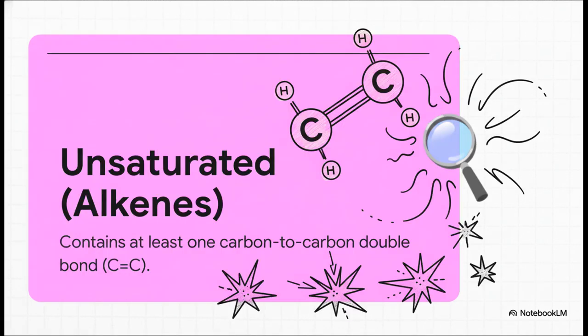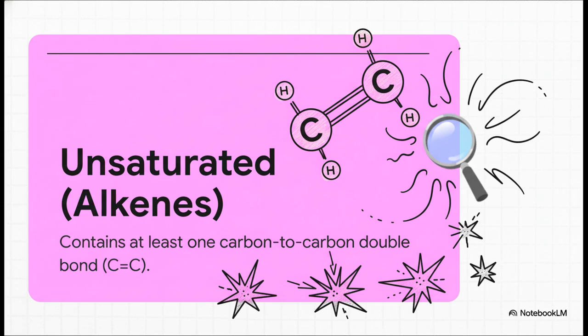But then you have the alkenes. They're the opposite. They're unsaturated. And why is that? Because at least 2 of their carbon atoms decided to form a double bond with each other. And that carbon-carbon double bond, that's the alkene family's secret weapon.